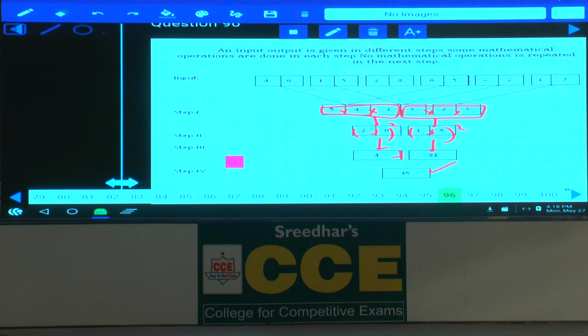The second step is the product of the first three numbers and the last three numbers. Isn't it? Clear? Let's work out the remaining questions.